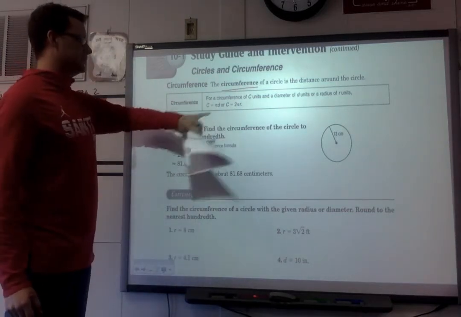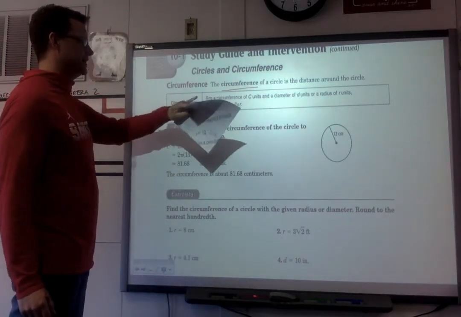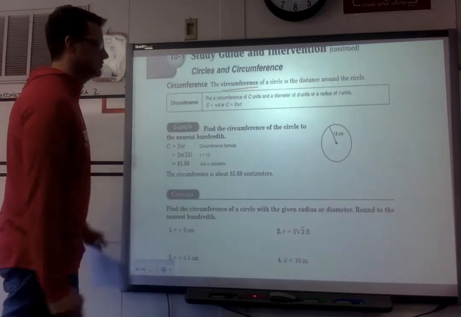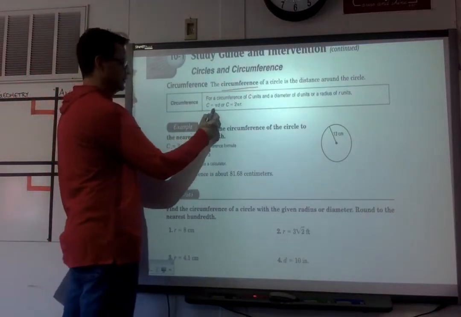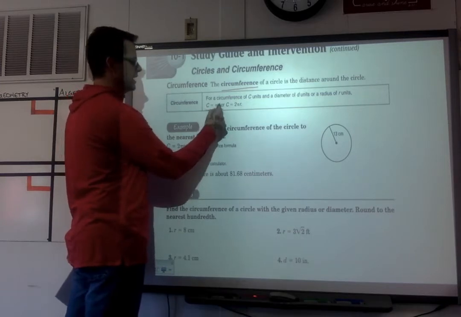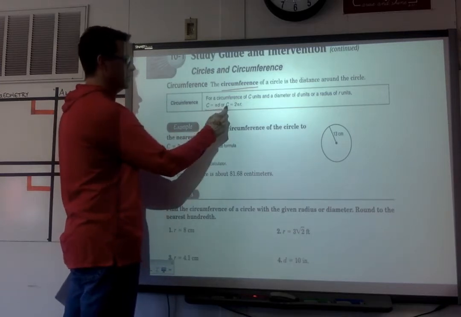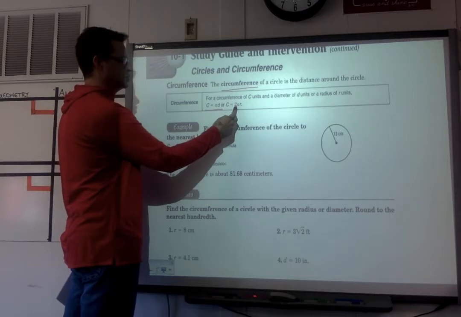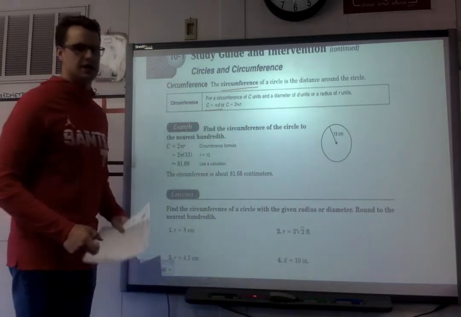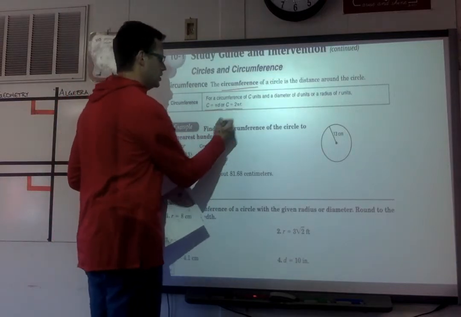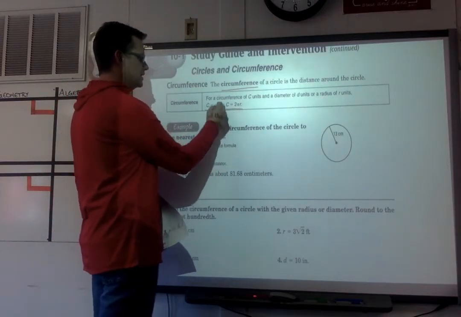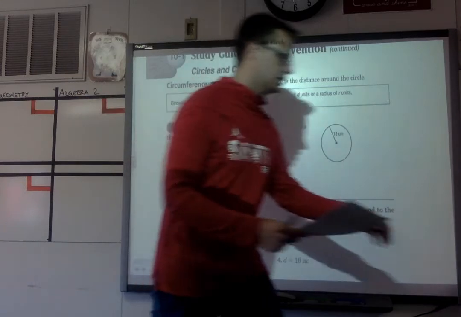So for a circumference of C units and a diameter of D or a radius of R, there's 2 different equations we can use here. The circumference is either equal to pi times the diameter, or the circumference is equal to 2 times pi times the radius. Now again, those are really the same equation because 2 times the radius is equal to the diameter.